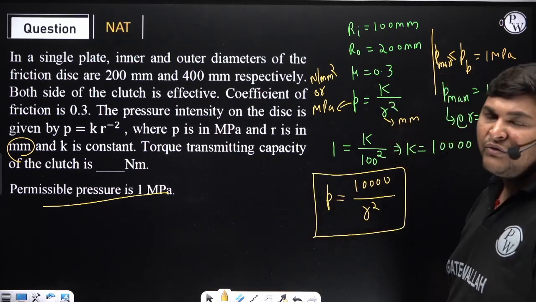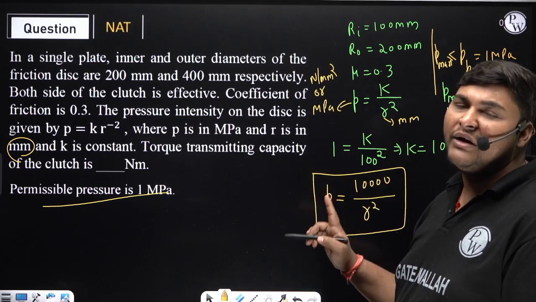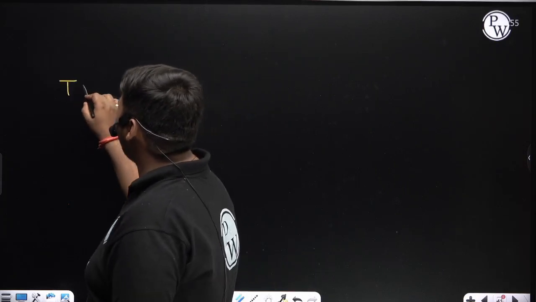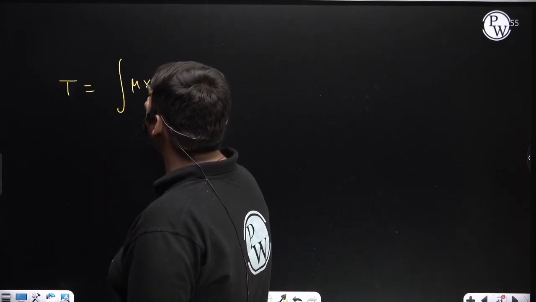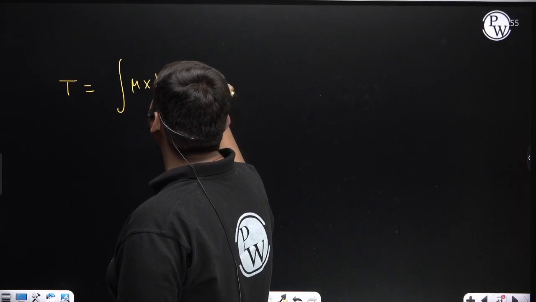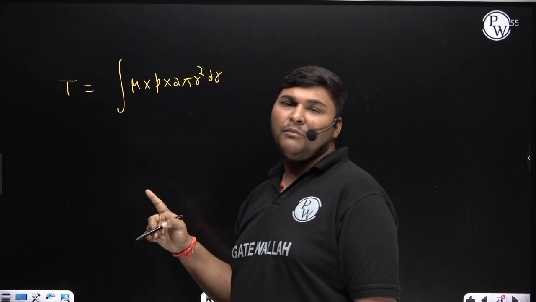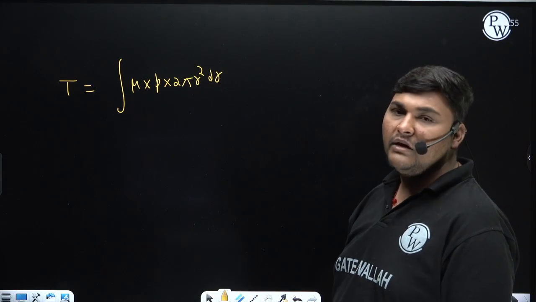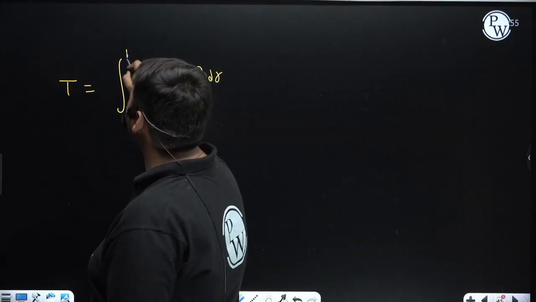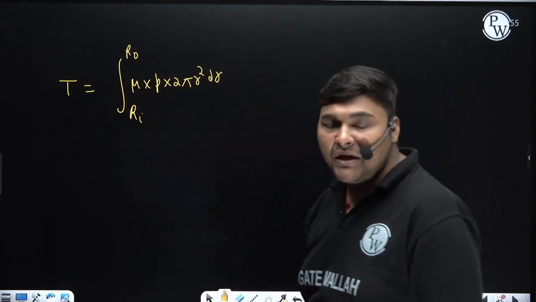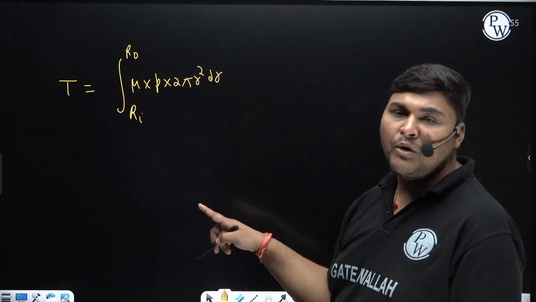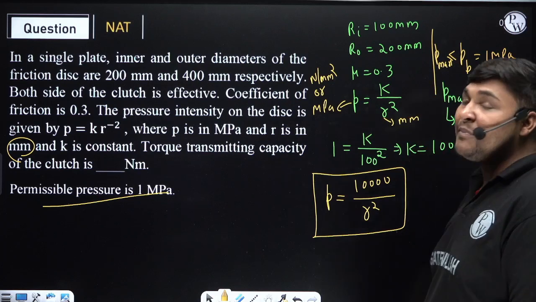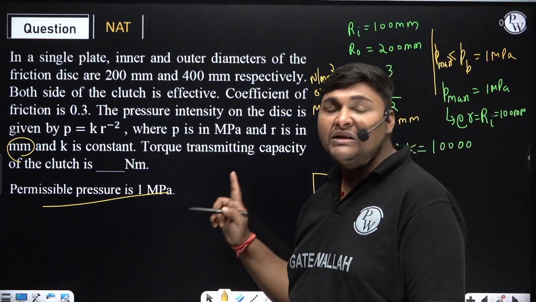Now that we know the expression of pressure distribution, we can calculate the torque transmitted by the clutch. Through the integration formula, the torque transmitted is the integral of mu into P into 2 pi r square dr. It is very easy to remember. First write the pressure on the strip, P into 2 pi r dr, into mu for friction force, into r for friction torque, and integrate from ri to r naught. It is the torque transmitted by one pair of contacting surfaces. Now we multiply this term by the number of pairs of contacting surfaces to get the total torque transmitted. But right now in the question, it is mentioned it is a single plate clutch, and the examiner has not mentioned whether it is one side effective or both sides effective.